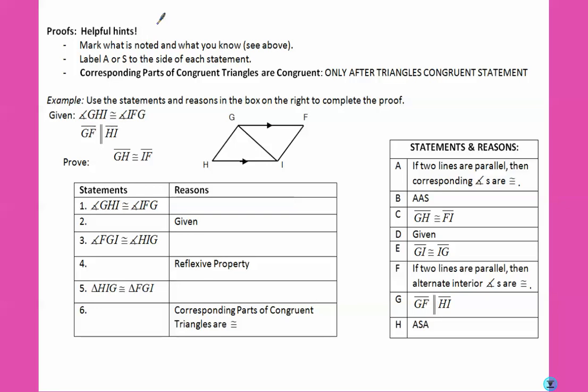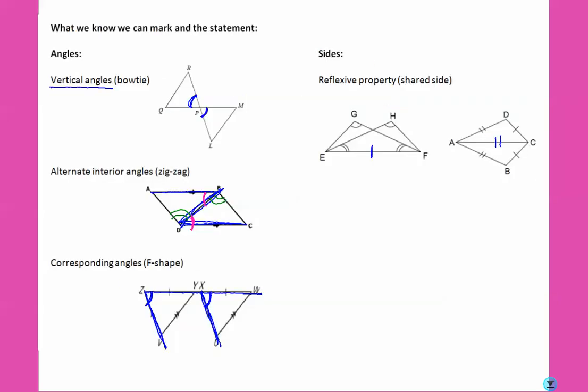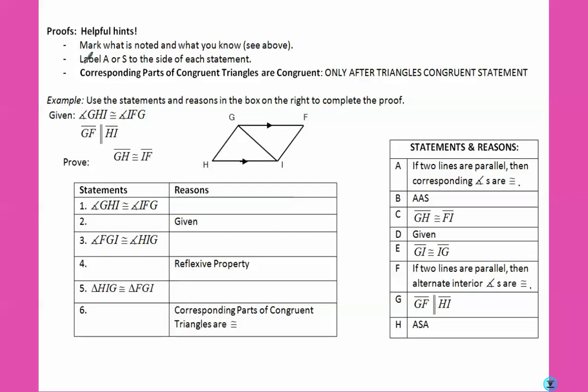So for proofs, a big helpful hint is to mark what is noted and what you know. Label angle or side so that you know which part you're looking at to figure out your congruent statement. And corresponding parts of congruent triangles are congruent only after the triangle's congruent statement. So always start with the given information.